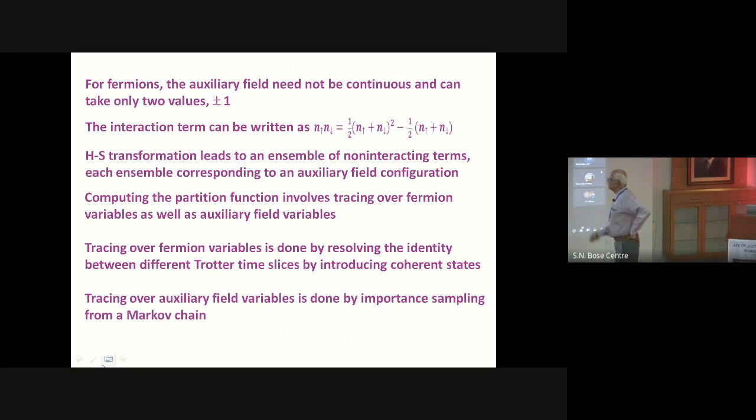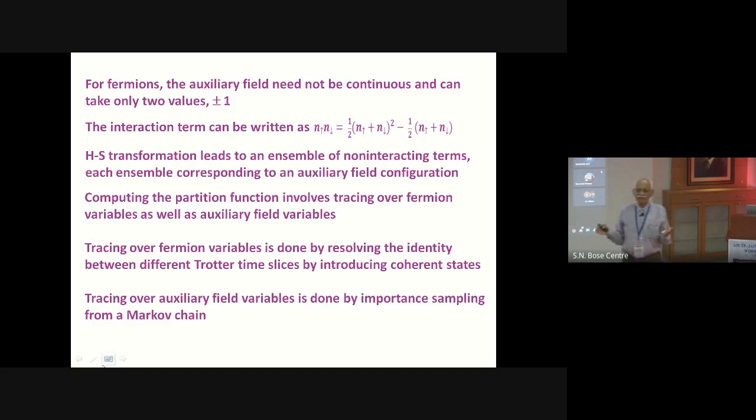And to evaluate the fermion trace, what one uses is what are called coherent states. Coherent states are nothing but eigenstates of the annihilation operator. The eigenvalues of the annihilation operator are not numbers. They are what are called Grassmann variables, which means they are some kind of numbers which anti-commute. Because of that, the exponential operator can only have a constant term and a linear term, nothing beyond that. Anything beyond that will be zero.